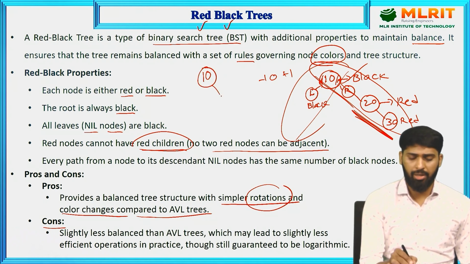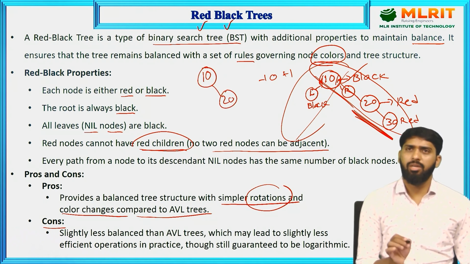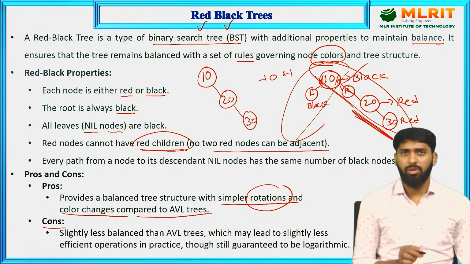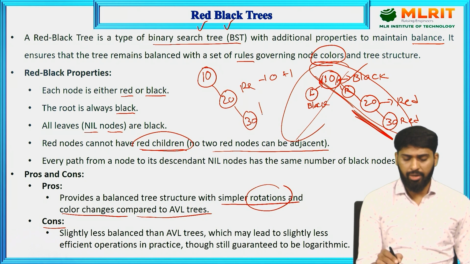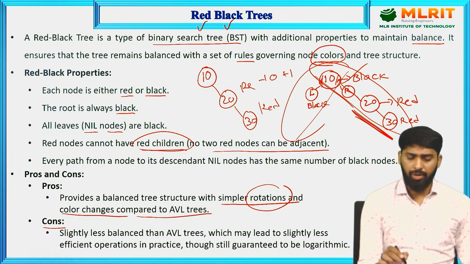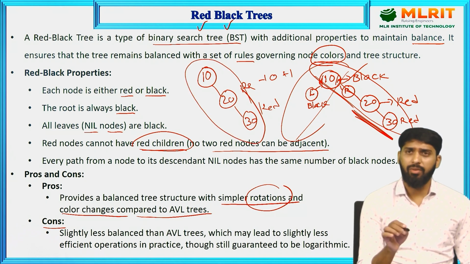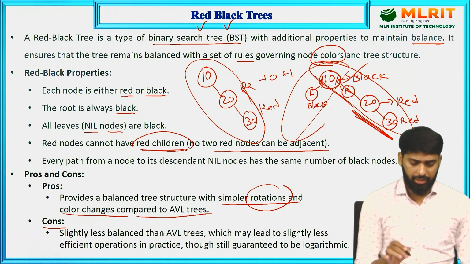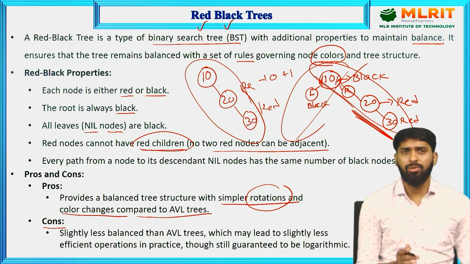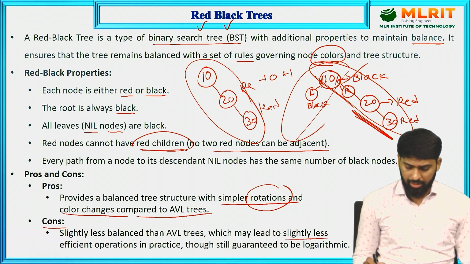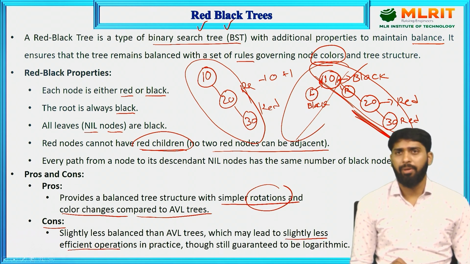So here, for example, if we insert the 10 here, so 10 is root now, it is in black color. So 20 is red. Next 30. Now red, red. So you can change the color here. Now if you observe here, this is the red black tree, but if it is AVL tree, you are going to rotate and maintain the balance. So when comparing to AVL trees, the red black trees may lead to slightly less efficient operations in practice.